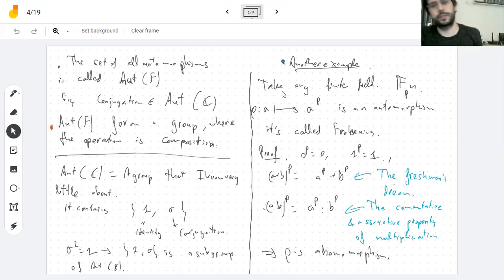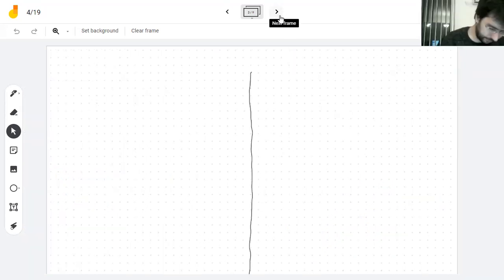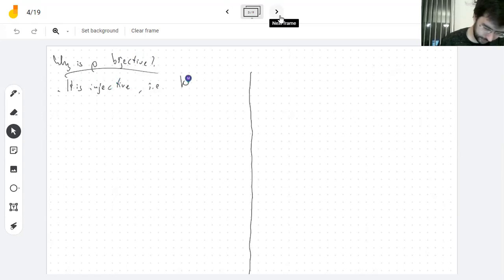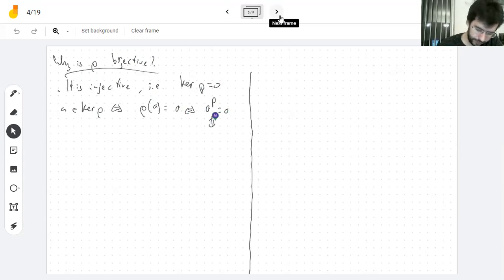So I guess, how do I know it's an automorphism? Why is Frobenius bijective? Well, it is injective. In other words, the kernel is zero, because if something is in the kernel, that's saying that when I do rho to it, I get zero. But rho is just the pth power. So how can the pth power of something be zero? It has to be zero itself. So the Frobenius homomorphism is injective, and therefore it must be surjective, because the field is finite.